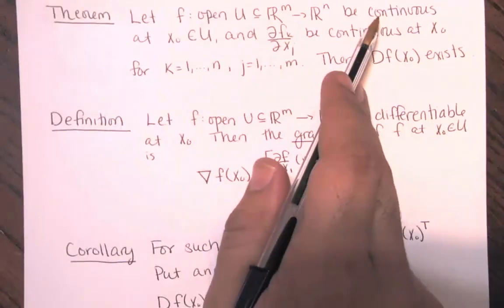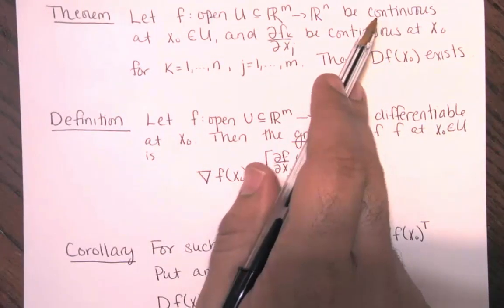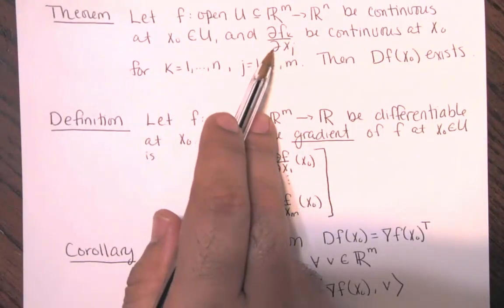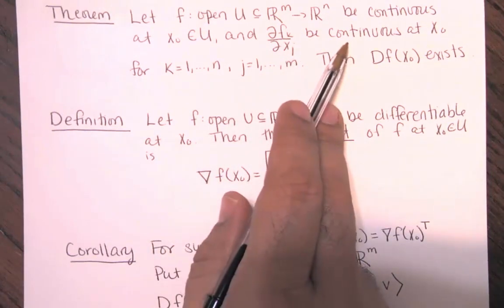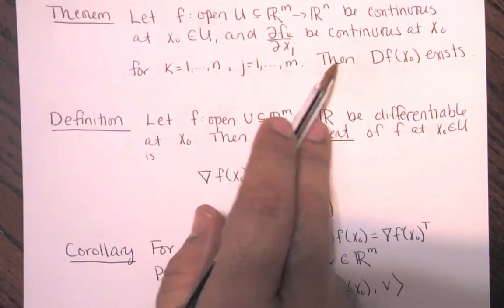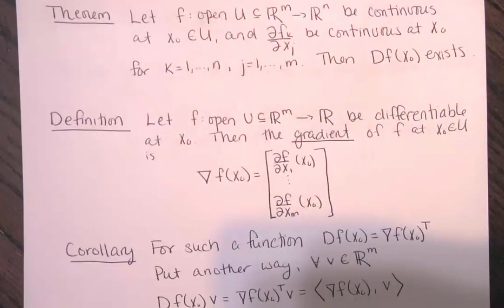Specifically, we need f to be continuous, and we need the partial derivatives to be continuous. Then we can say the derivative exists. Okay? The proof is a bit long, but it's in your book, so we'll omit it for now.